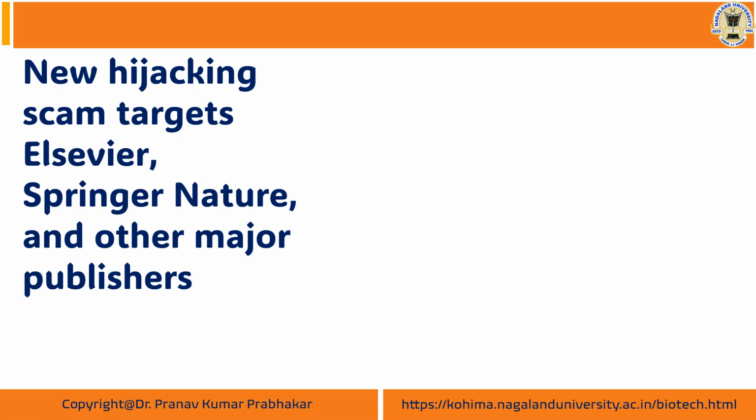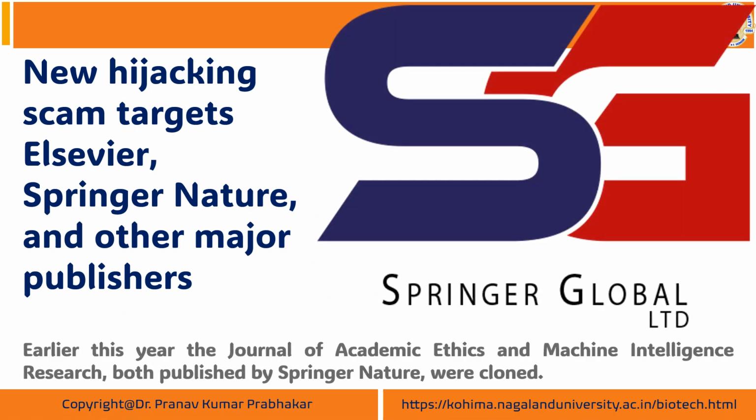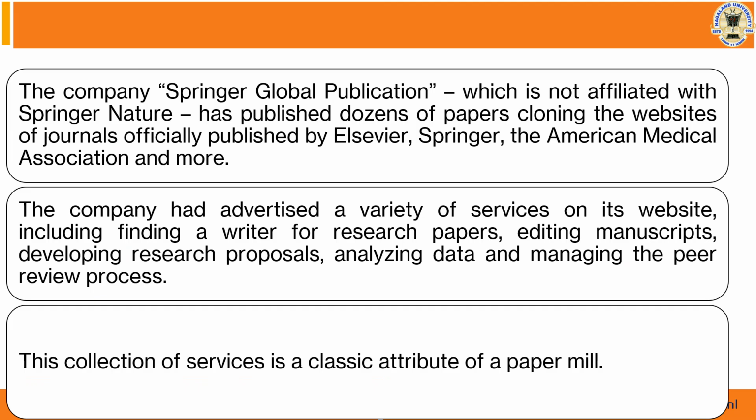A new hijacking scheme came. A scam came too. They targeted 13 different journals from Elsevier, Springer, Nature, and the American Chemical Society or American Medical Society. They created a name called Springer Global Limited, and they made an exactly similar looking website of Springer.